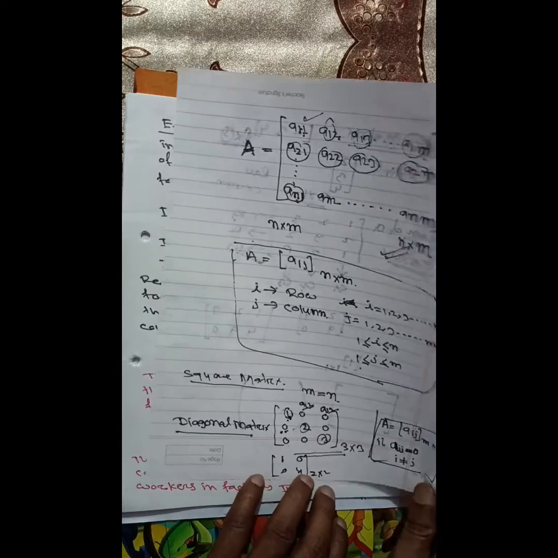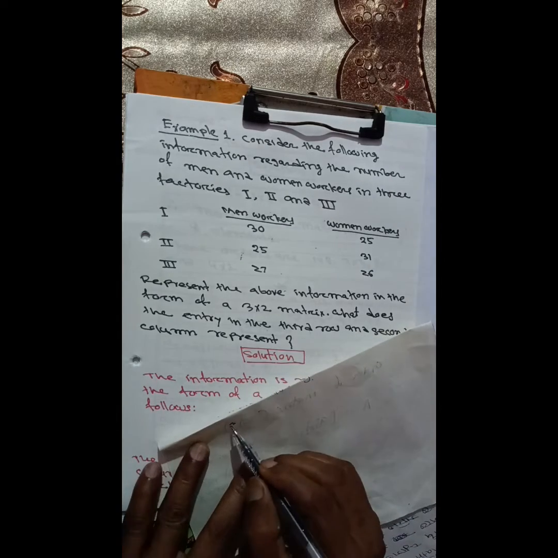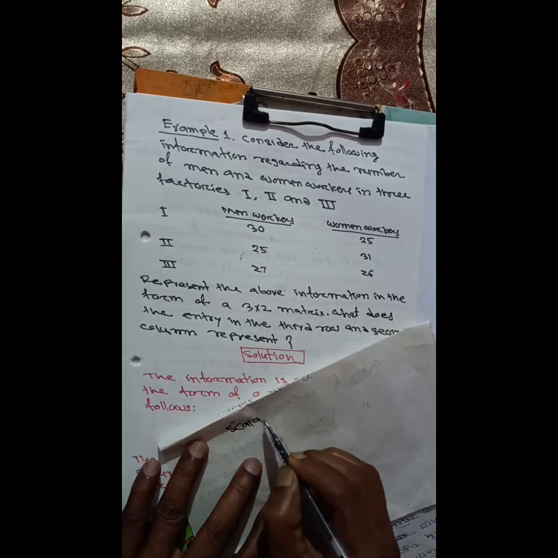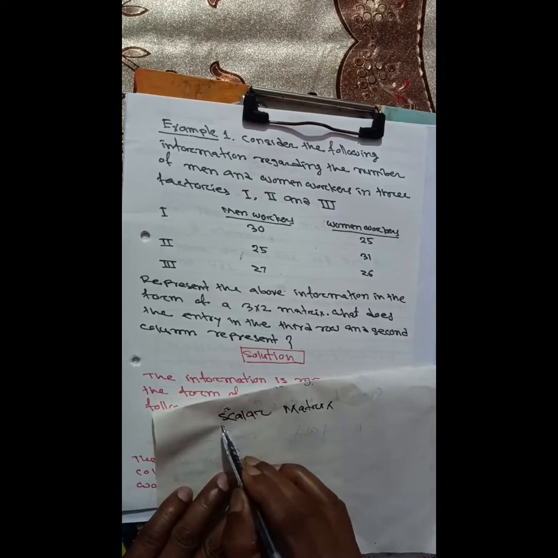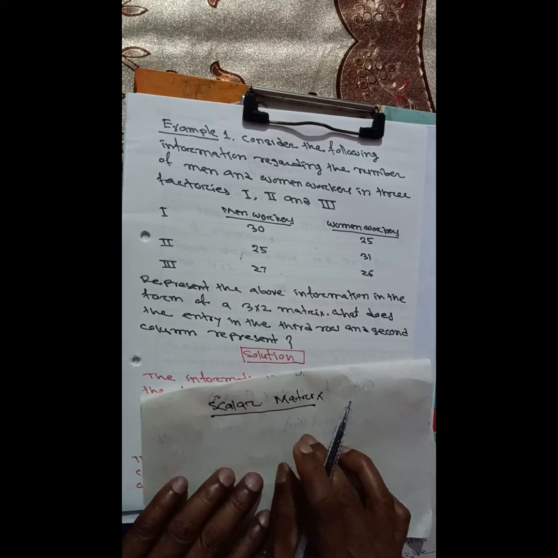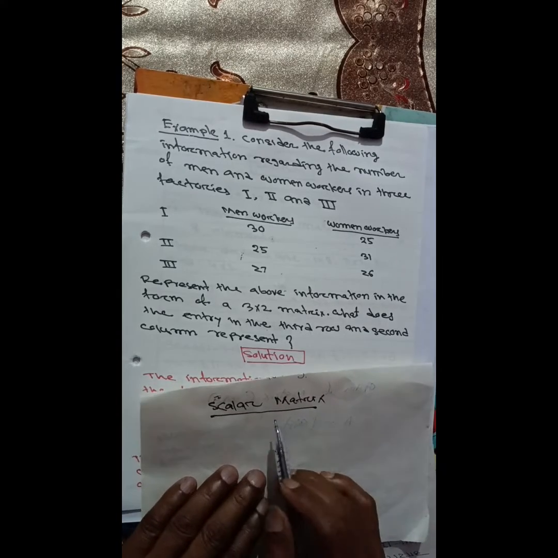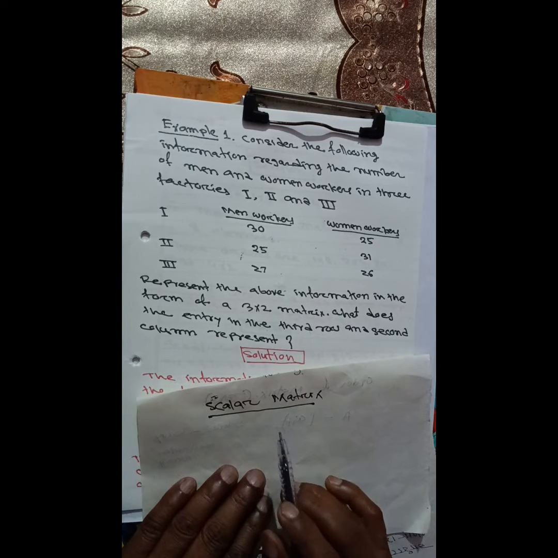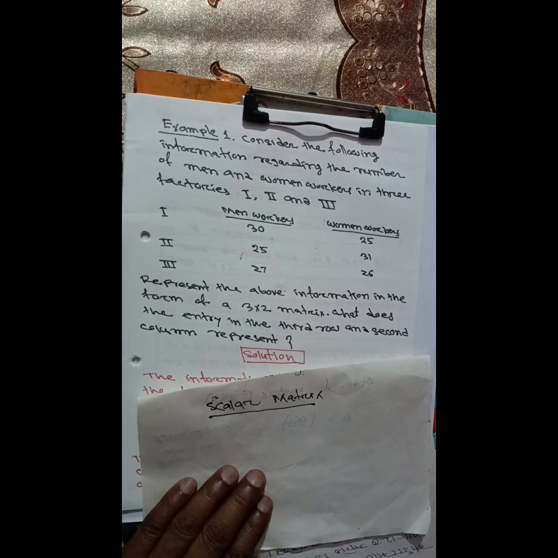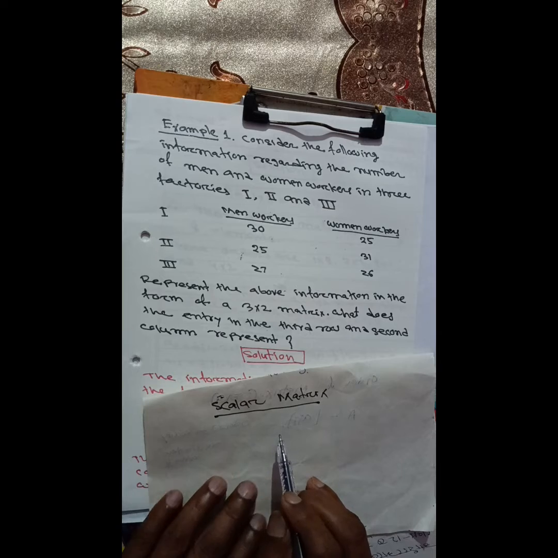Next we are going to discuss the scalar matrix, S-C-A-L-A-R, scalar matrix. A diagonal matrix is said to be a scalar matrix if its diagonal elements are equal. If the diagonal elements are equal, then it is known as a scalar matrix.